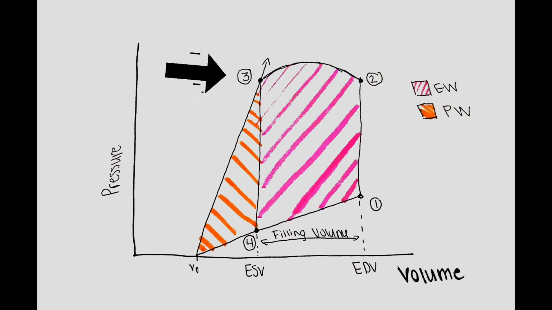At point 3 on the graph, the aortic and mitral valve are closed. This is because the left ventricle pressure is less than the aortic pressure, but it is greater than the left atrial pressure. Moving from point 3 to point 4 on the graph, the heart is in isovolumic contraction again.